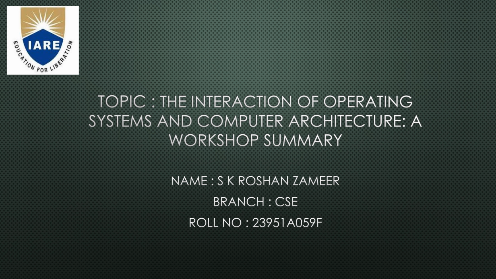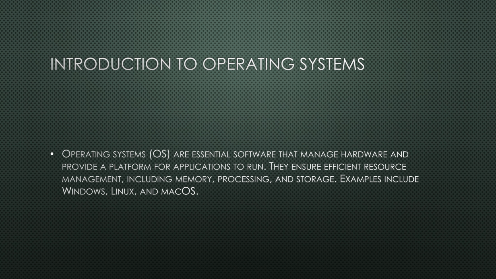I am going to explain the interaction of operating systems and computer architecture, a workshop summary. Introduction to operating systems. Operating systems, OS, are essential software that manage hardware and provide the platform for applications to run. They ensure efficient resource management, including memory, processing, and storage. Examples include Windows, Linux, and macOS.